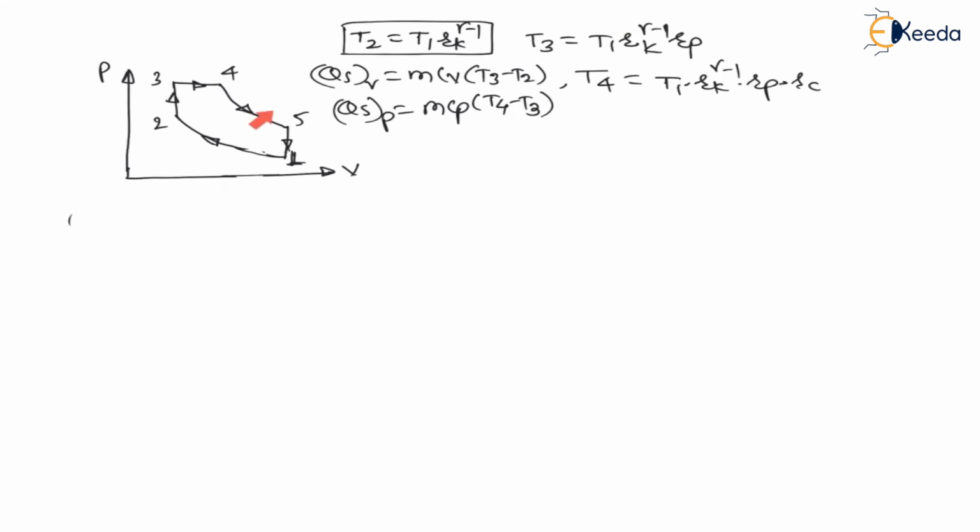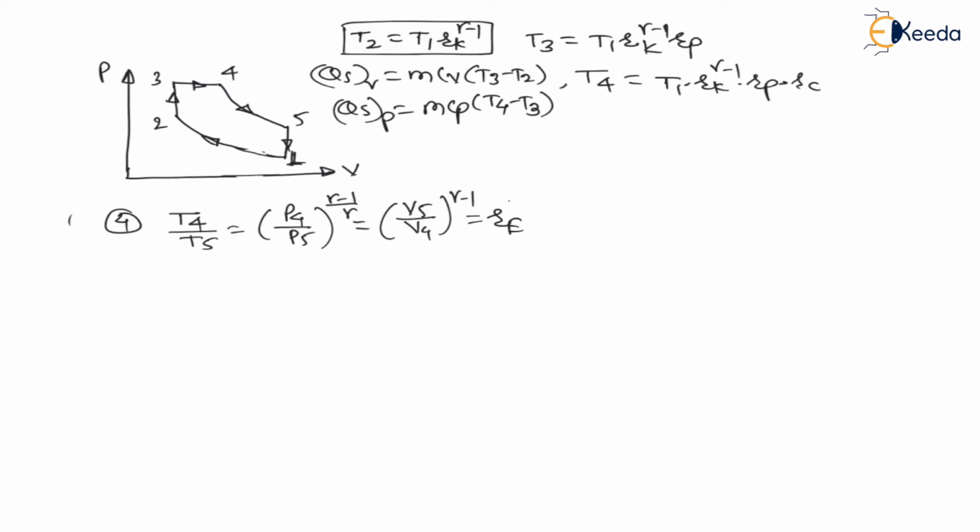Now next process, that is 4 to 5, that is reversible adiabatic expansion. Fourth process is reversible adiabatic expansion. Therefore for this process, the temperature ratio T4 divided by T5 is equal to (P4 divided by P5) raised to gamma minus 1 upon gamma, which is equal to (V5 divided by V4) raised to gamma minus 1. And my dear students, this V5 divided by V4 is the expansion ratio, which is nothing but Re. Therefore we can say T4 divided by T5 is equal to Re raised to gamma minus 1. From this we can say T5 is equal to T4 divided by Re raised to gamma minus 1.